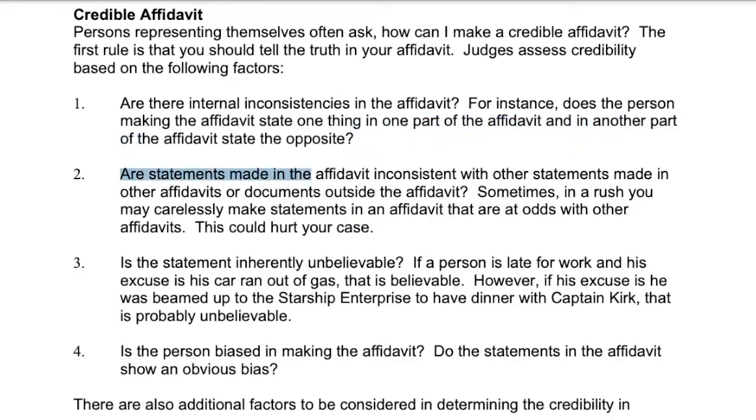2. Are statements made in the affidavit inconsistent with other statements made in other affidavits or documents outside the affidavit? Sometimes in a rush you may carelessly make mistakes in an affidavit that are at odds with other affidavits. This could hurt your case.